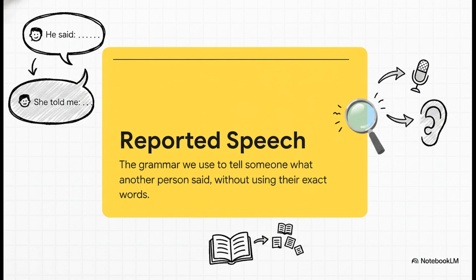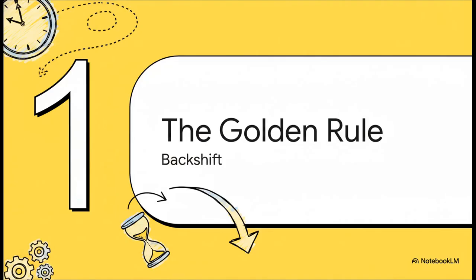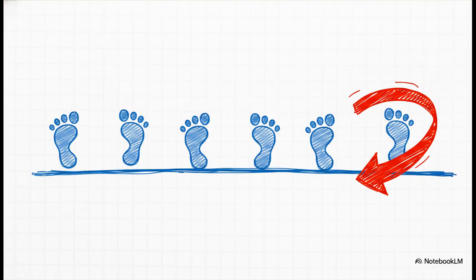You might also hear it called indirect speech. It's basically the essential tool we all use to pass on information, tell stories, and report conversations. You know, all those he said and she told me moments. Now, if you want to master reported speech, you really only need to remember one golden rule. It's called the backshift. And honestly, you can just think of it as time travel for your verbs. It's really that simple. Take one step back in time.